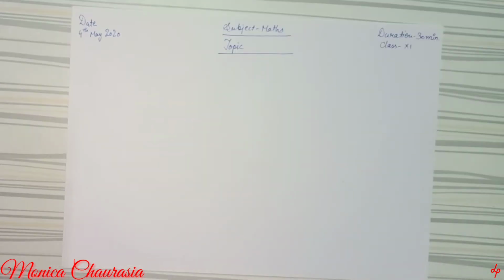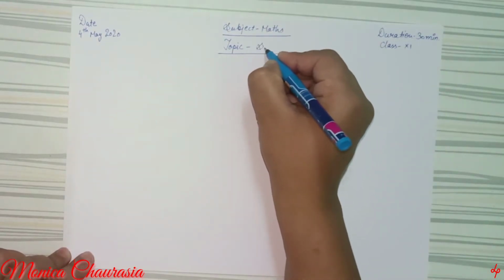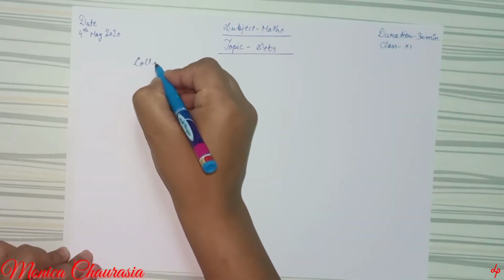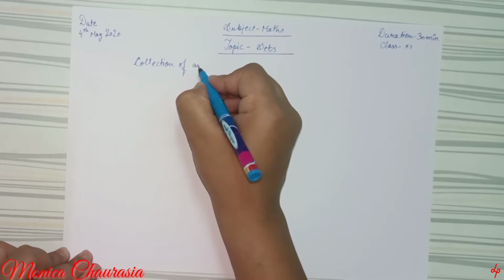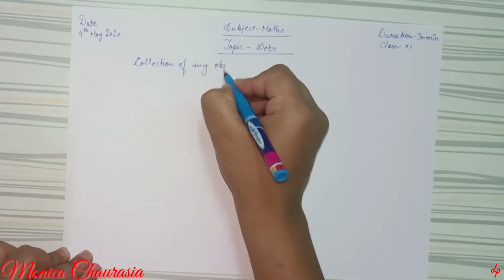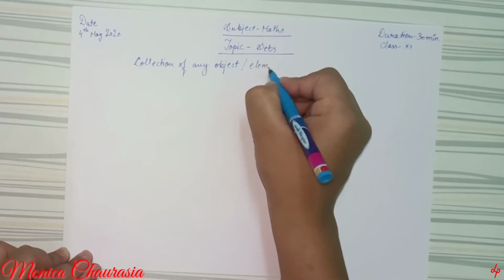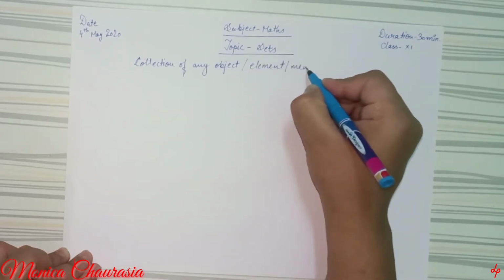If we say that the collection of any objects, elements and any members, so what do you call that in mathematical terms? Oh yes, it is a set. So our today's topic is set. Set is a collection of any object, element, member and etc.